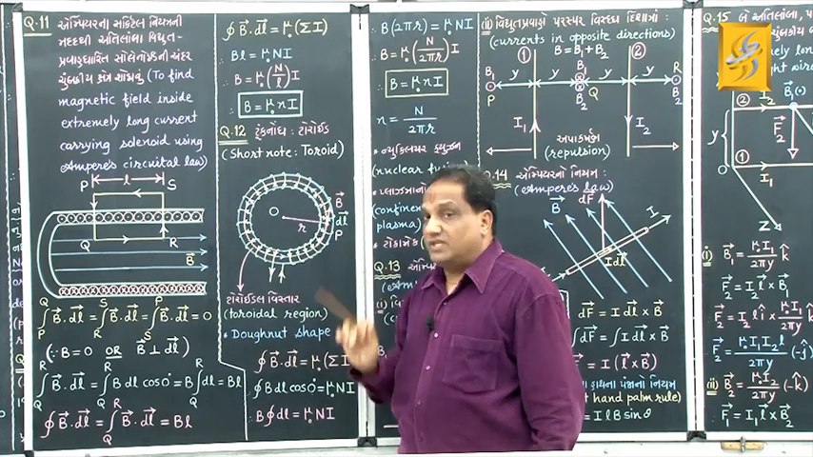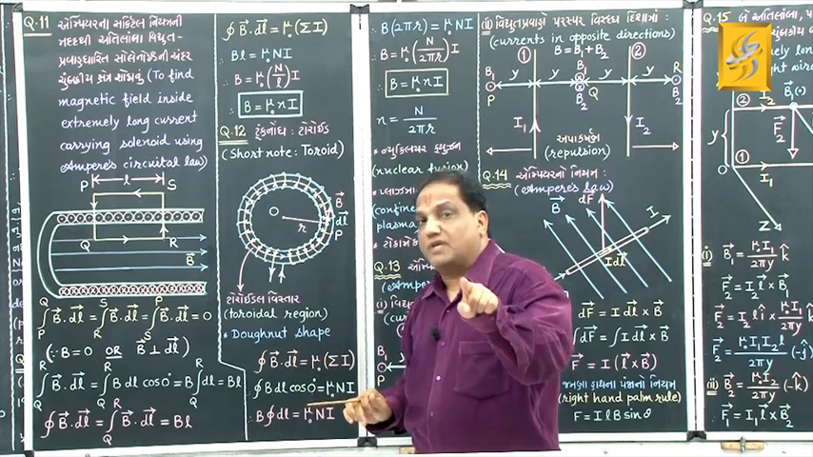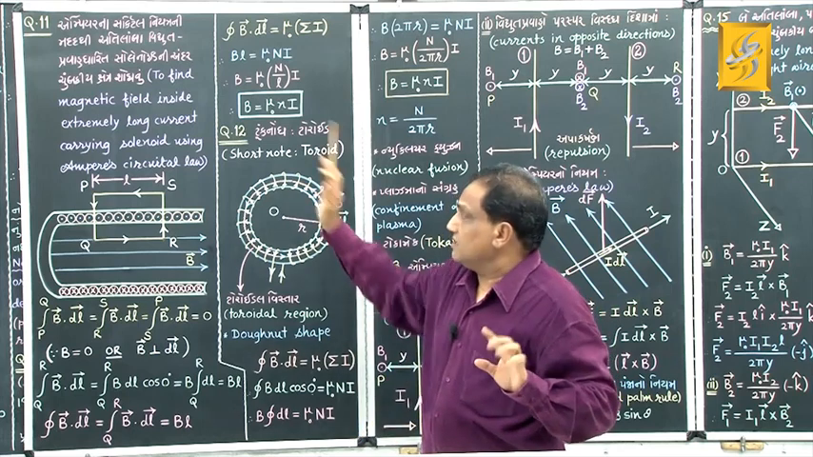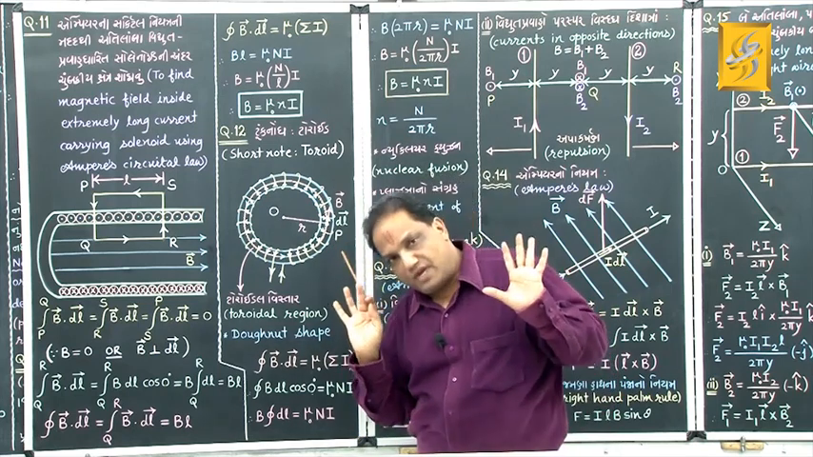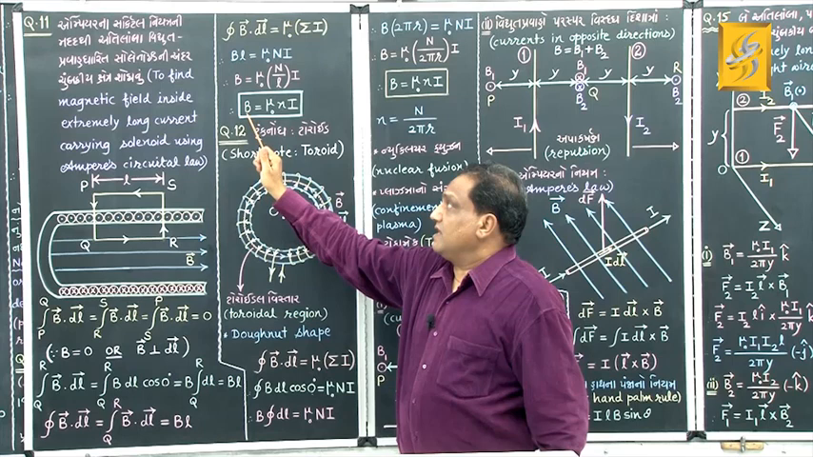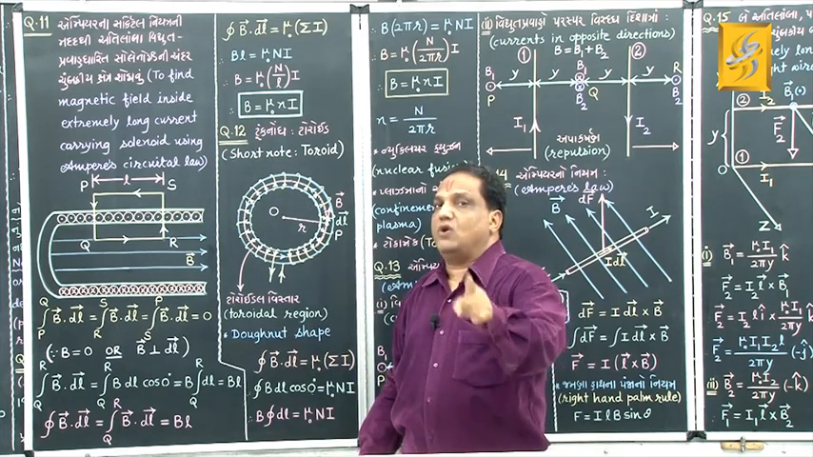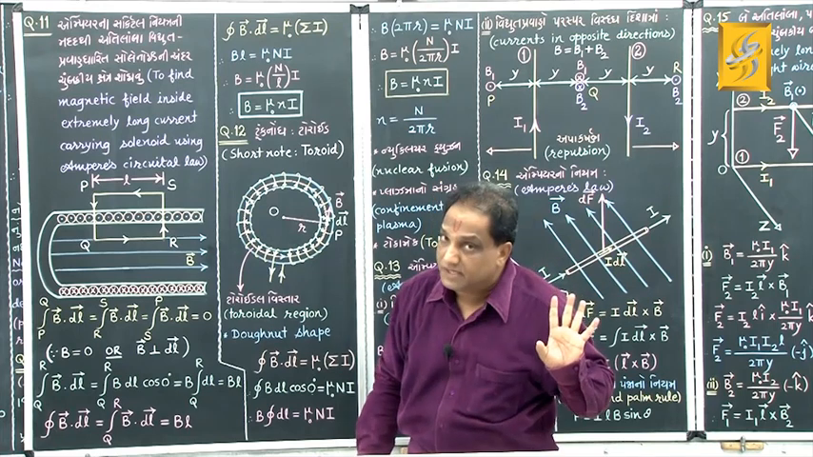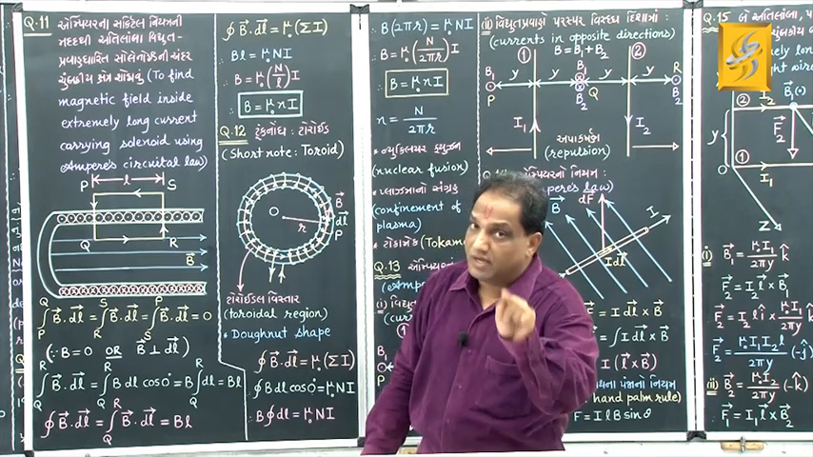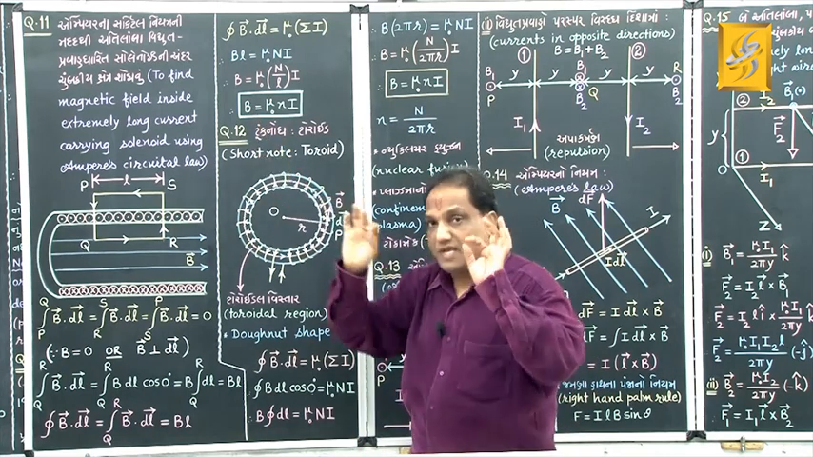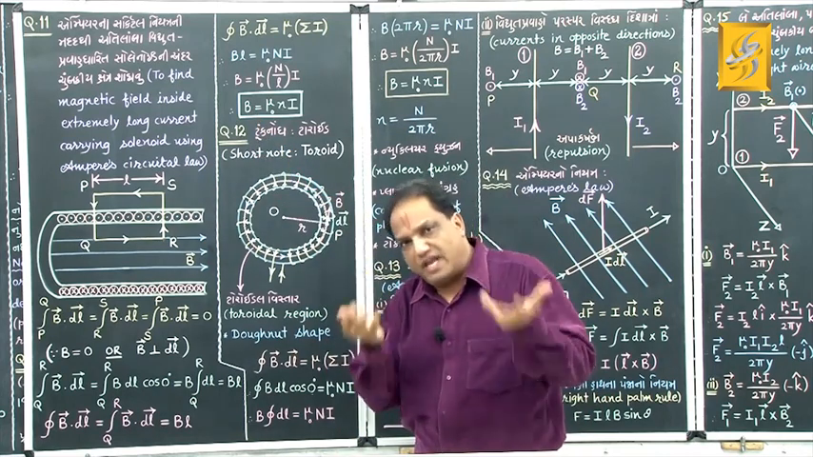Remember, the same result we had obtained earlier using Biot-Savart law, but the derivation was very long. Here this derivation is very short, okay? Fine. But mind well, this expression you can use only for an extremely long current carrying solenoid, correct? And for an extremely long current carrying solenoid, at any inside point, magnetic field has same magnitude and same direction also.